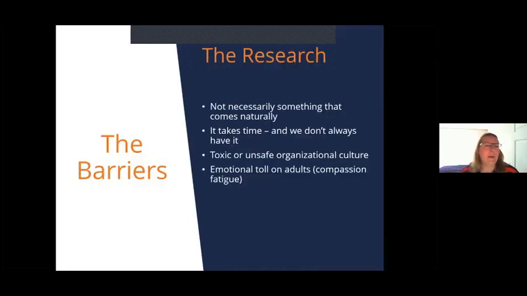Now, we know that this is really hard work, even though we know relationships are important, right? We know that those are key factors and things that we want to do and things that really feed us as educators. It's hard, and there's a lot of things that might be standing in the way of that. So one of those things is that it's not necessarily something that comes naturally, right? And a lot of times we assume that because we work with young people, we have that natural affinity for developing relationships, and that's not always the case.